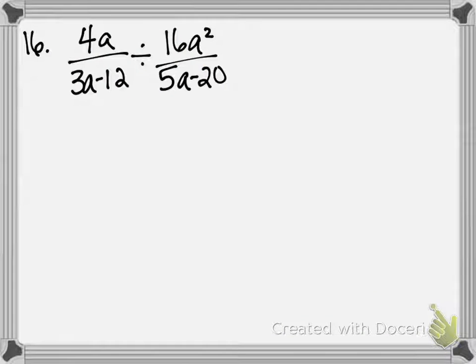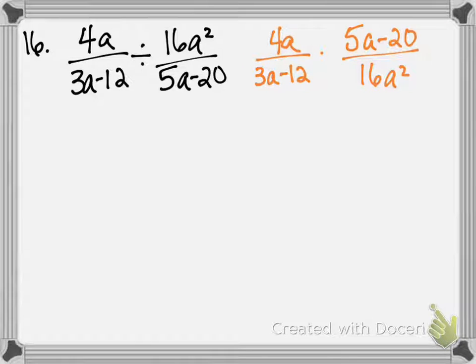Okay, so again, remember what we're going to do is we're going to go ahead and change that divide sign to a multiply sign problem. So 4a over 3a minus 12 times 5a minus 20 over 16a squared. Remember, 3a minus 12, 5a minus 20 are attached. You cannot do anything to simplify until after you have factored out a common term. So on the bottom of that first fraction, we're going to factor a 3 out because a 3 goes out of 12 and 3. So we're left with 3 times a minus 4.